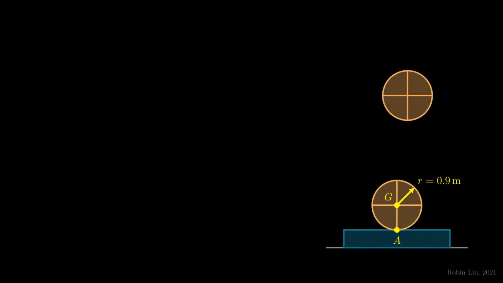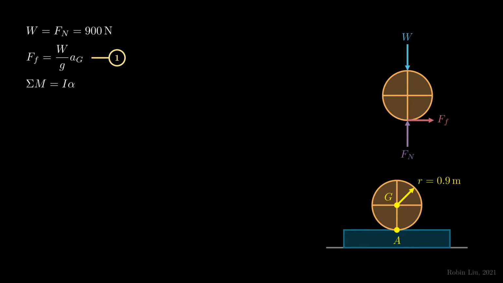We can start by drawing a free body diagram for the ball, which tells us that the normal contact force is 900 newtons. We can also apply Newton's second law in the horizontal direction, which gives us equation number 1. Next, we will apply Newton's second law for rotations.